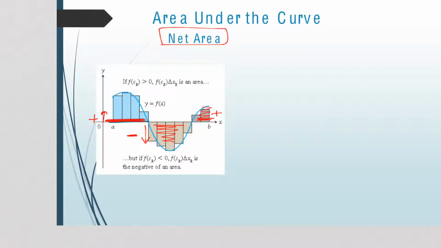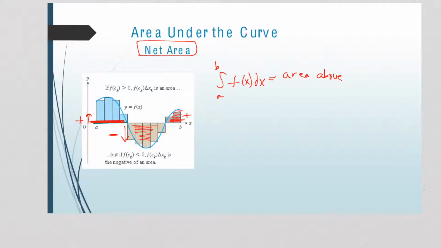So when I think about this, it says that the integral from a to b of f of x dx equals the total area above minus the area below.